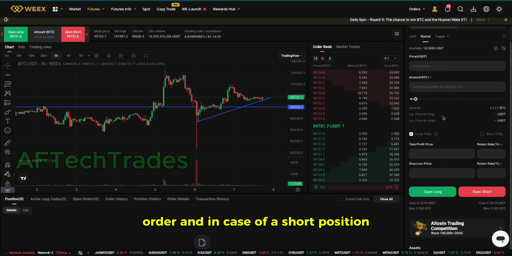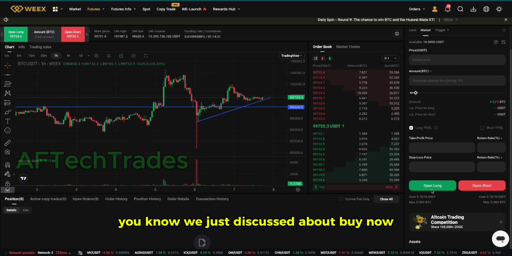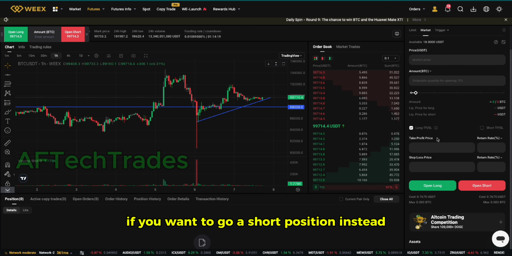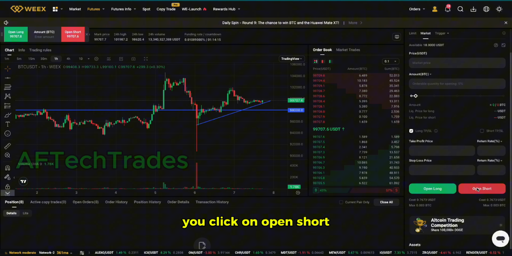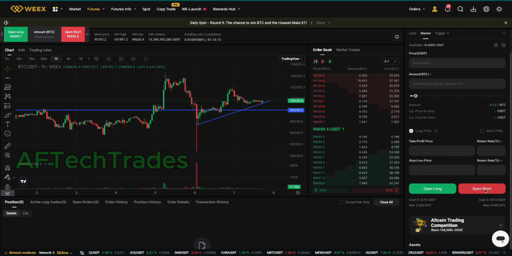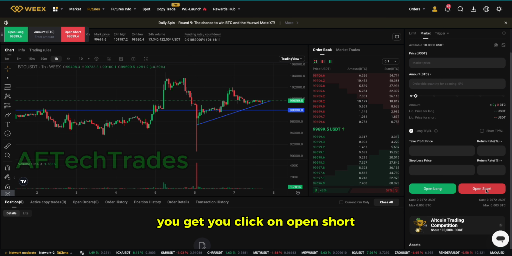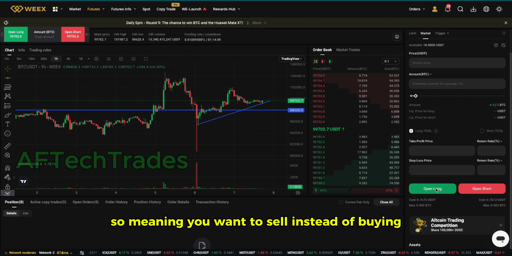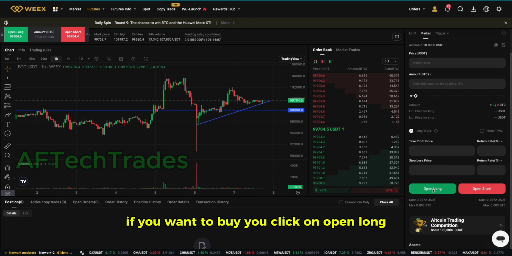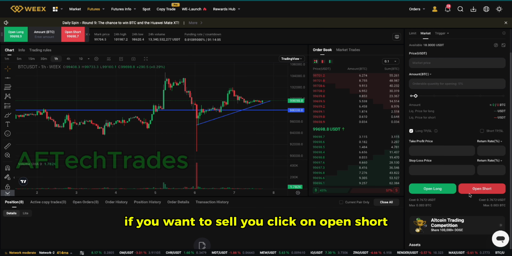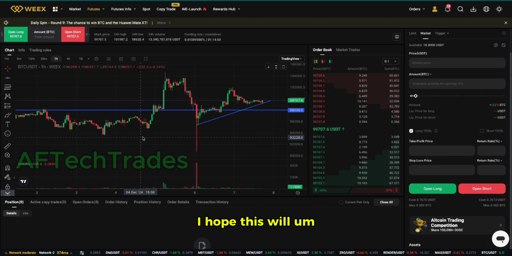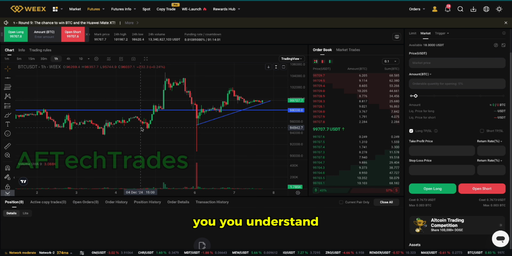And in case of a short position, we just discussed buying now. If you want to go short, instead you click on open short, meaning you want to sell instead of buying. If you want to buy, you click on open long. If you want to sell, you click on open short. I hope you understand this.